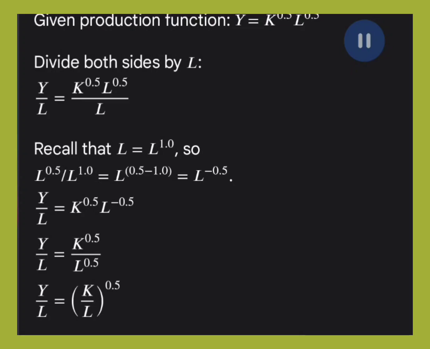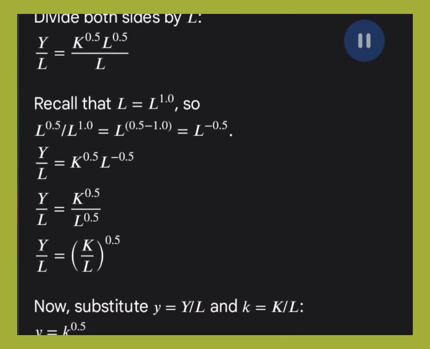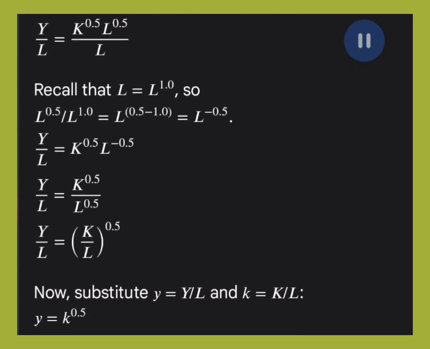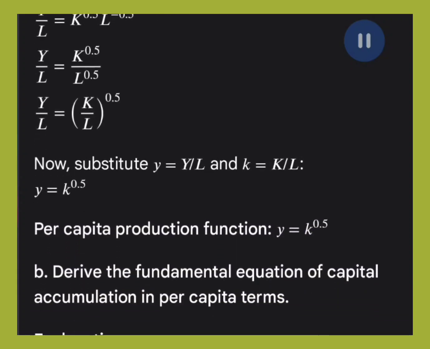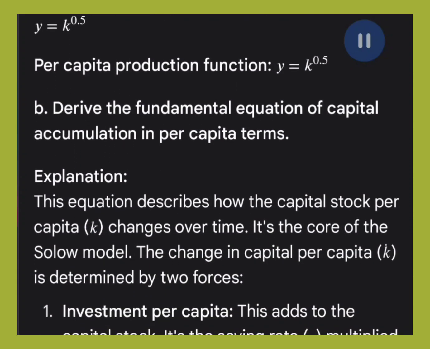Now substitute y equals Y over L and k equals K over L, so y equals k to the power of 0.5. Per capita production function: y equals k to the power of 0.5.